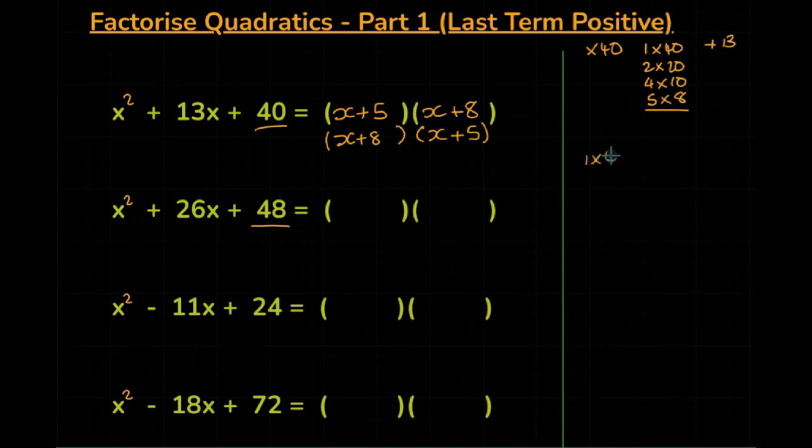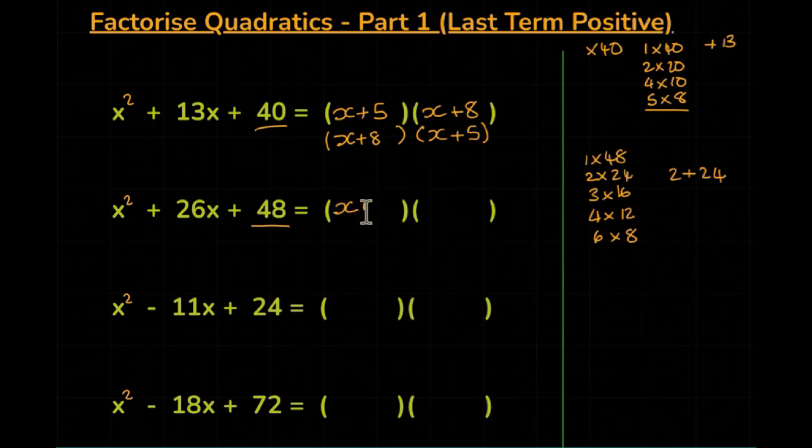1 times 48, or 2 times 24. 3 goes in 16 times, 3 times 16. 4 goes in 12 times, and 6 goes in 8 times. Now they need to add up to 26. Well, the 2 plus the 24 add to 26. So I can now write down x plus 2 times x plus 24.